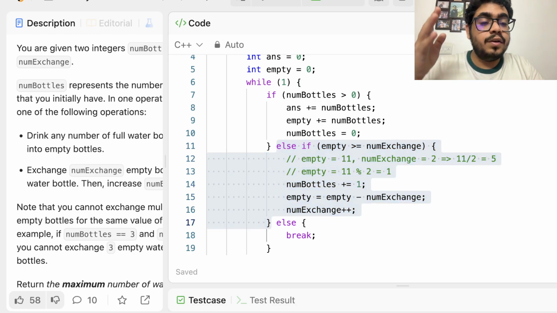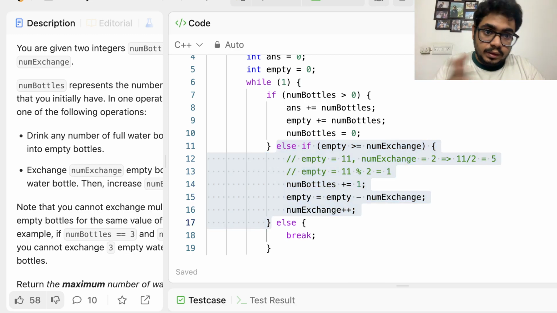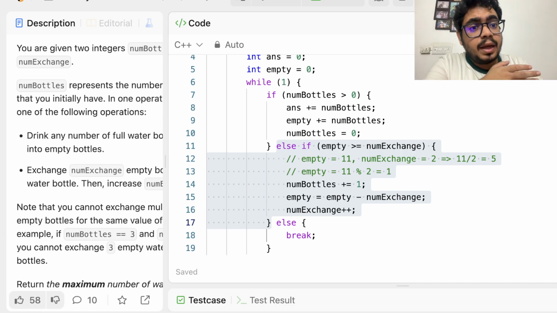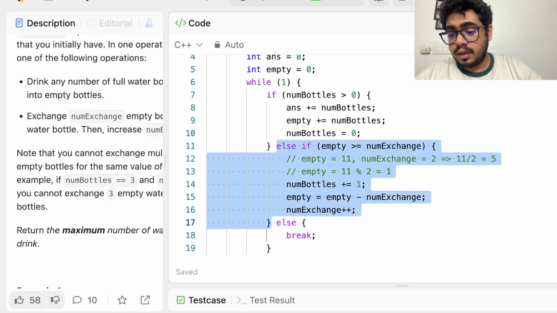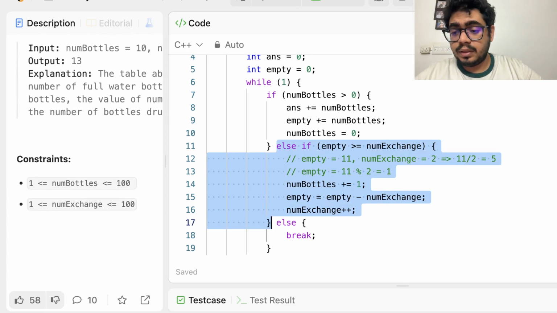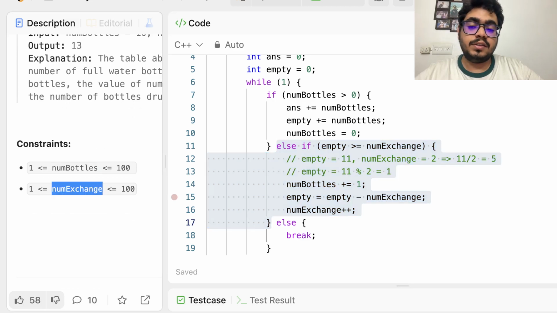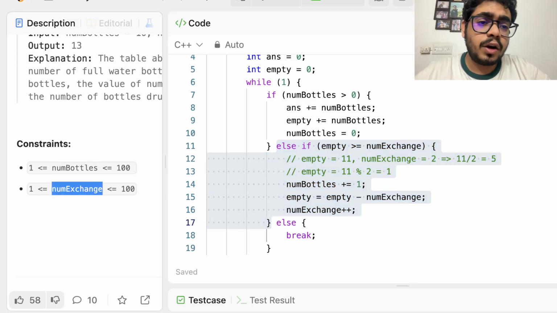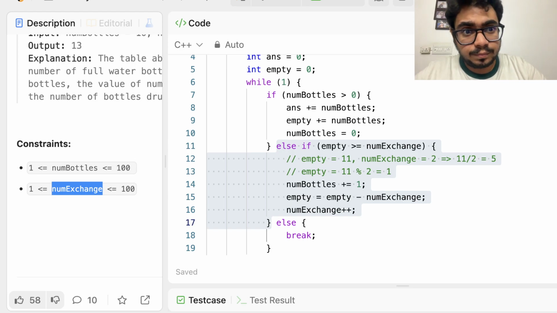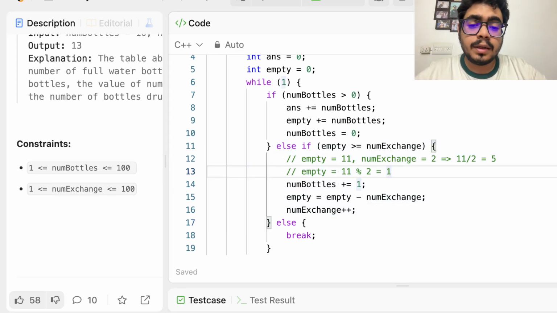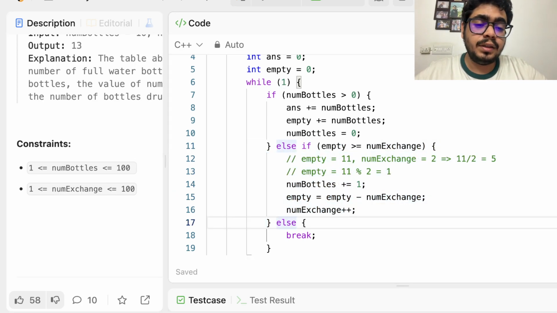Otherwise, if you want to reduce the number of steps, you would need to rely on some math: 5 plus 6 plus 7, calculate the sum of an AP, and then try to find how many bottles you can exchange at one time and do that exchange. But since the value of num bottles and num exchange was just 100, we did not really need to do all of that. Yeah, but there is scope to optimize this further.